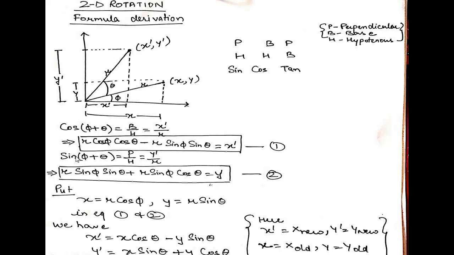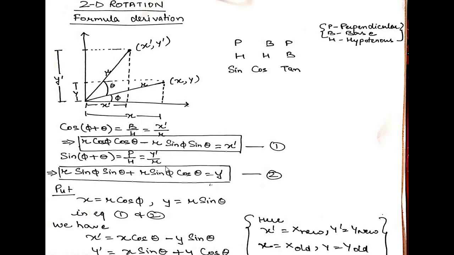Then for the other one, you will get sin of phi plus theta, from this formula, sine is equal to perpendicular upon hypotenuse. Here the perpendicular is this dotted line, this one. This is your y dash, and hypotenuse is your r, this one opposite to the 90-degree angle.